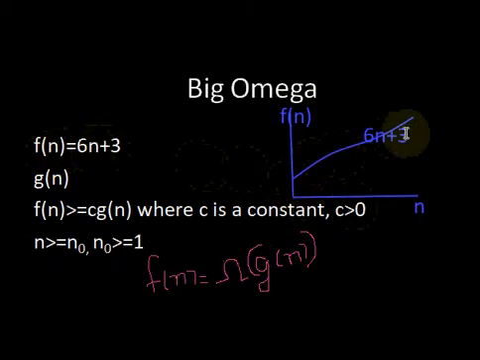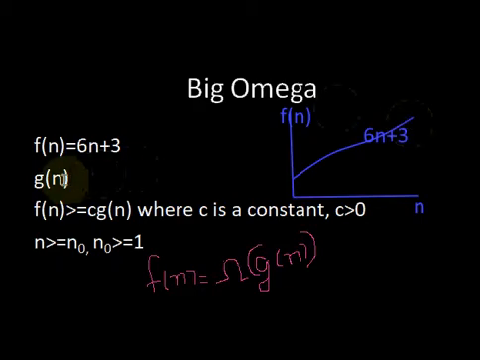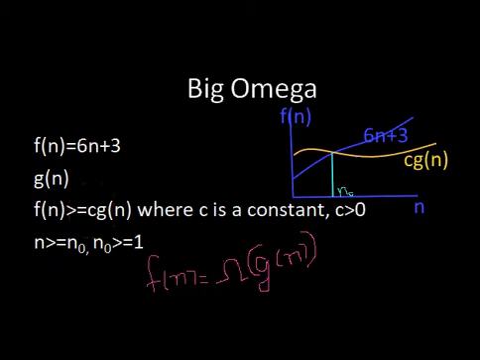This is the graph corresponding to the function. Now, if we can find another function g of n and a constant c such that the curve c into g of n moves along this path, here we can see that for all values of n greater than or equal to one particular value n naught, the function f of n is always greater than the function c into g of n.